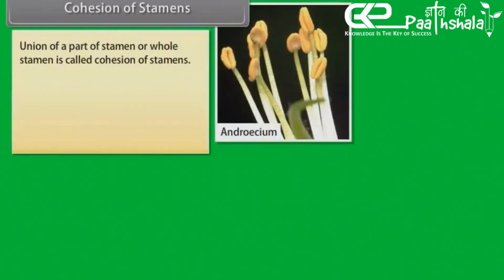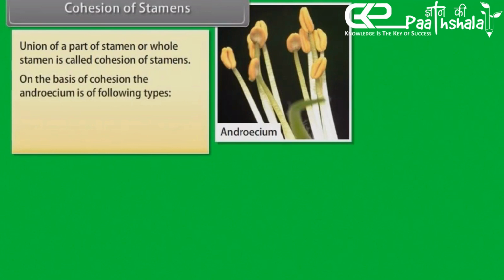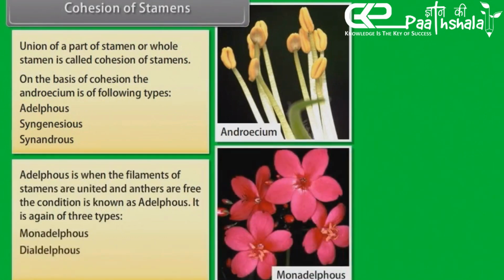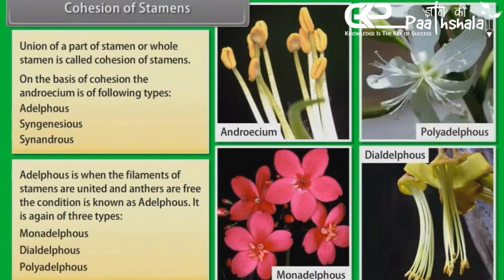Cohesion of stamens. Union of a part of a stamen or the whole stamen is called cohesion. On the basis of cohesion, the androecium is of the following types: adelphous, syngenesious, synandrous. Adelphous is when the filaments of stamens are united and the anthers are free. This condition is known as adelphous. It is again of three types: monadelphous, didelphous, polyadelphous.